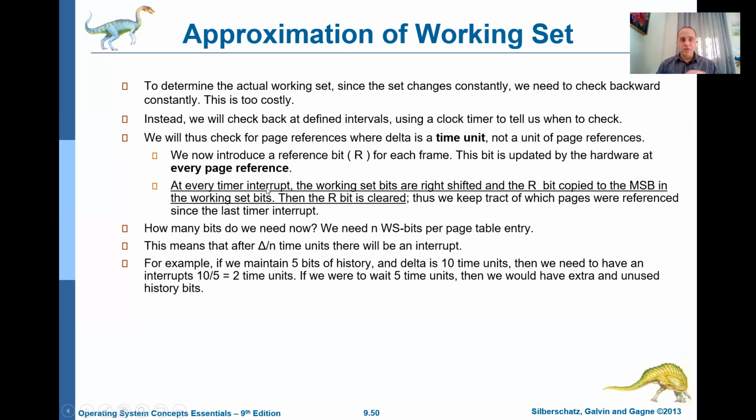At every timer interrupt, which will not be at a small interval but a large one, let's say I wait a second, and then I'll have a timer interrupt. At that timer interrupt, I can check these R bits. Some of them will be 1 because they were referenced recently, and other ones will still be 0. At every timer interrupt, the same working set bits that we saw are right shifted, and the R bit is copied to the most significant bit in the working set bits. Then the R bit is cleared for the next time. Thus, we keep track of which pages are referenced since the last timer interrupt.